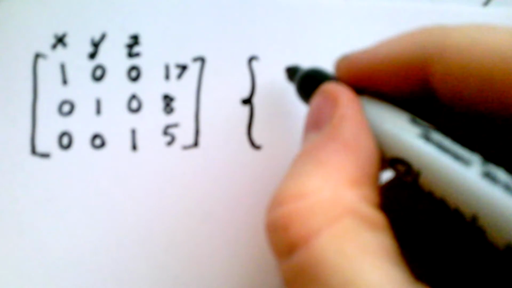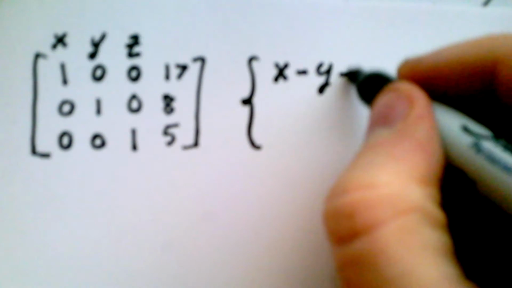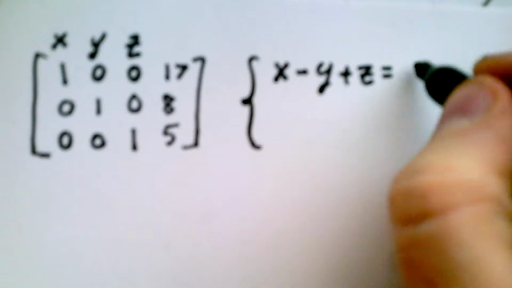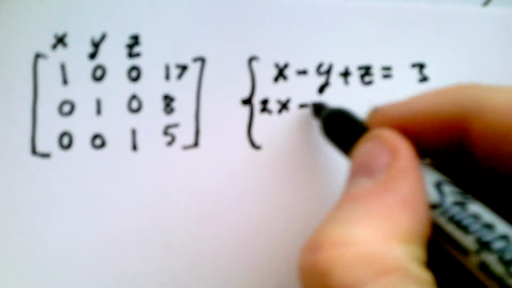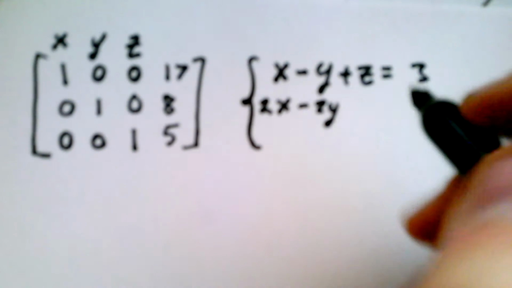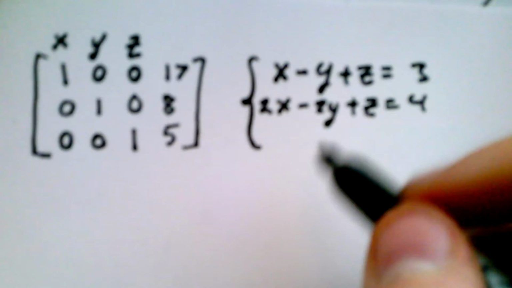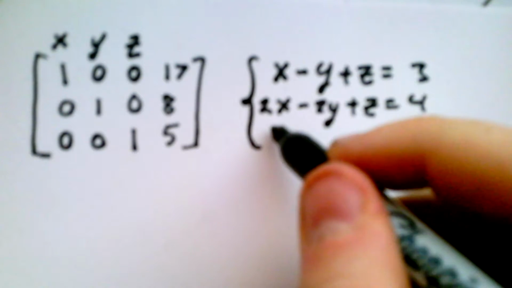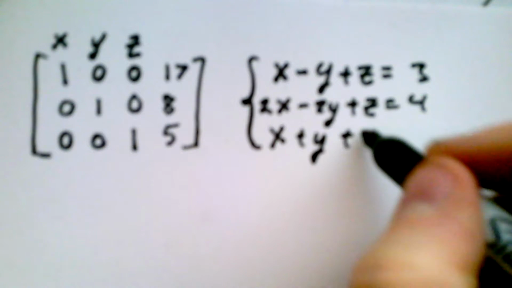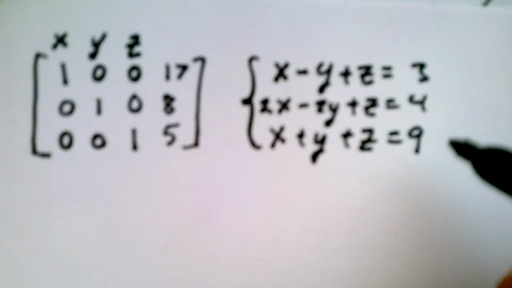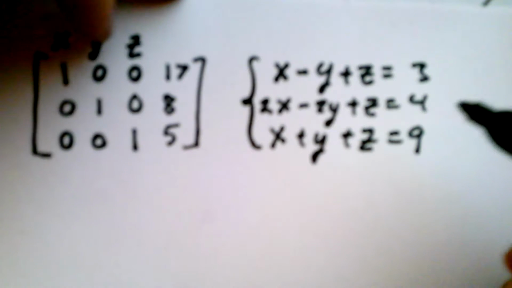Here, we'll get a system. How about x minus y plus z equals 3, and we'll do 2x minus 2y plus z equals 4, and we'll have x plus y plus z equals 9. So here's our system. We're going to convert this into a matrix, and then we're going to row reduce it until we get into row echelon form.